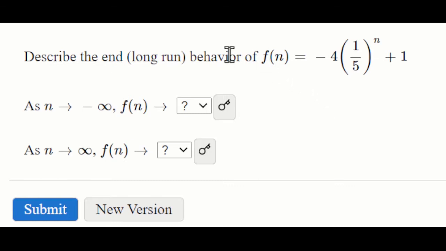All right, and so now this is our part C of the example. Just another function for us to look at. We have another function with the variable that's named n. All right, so this is our function, -4 times 1/5 to the n plus 1.